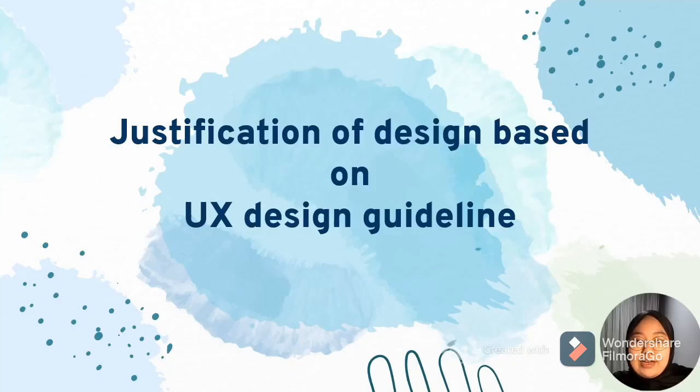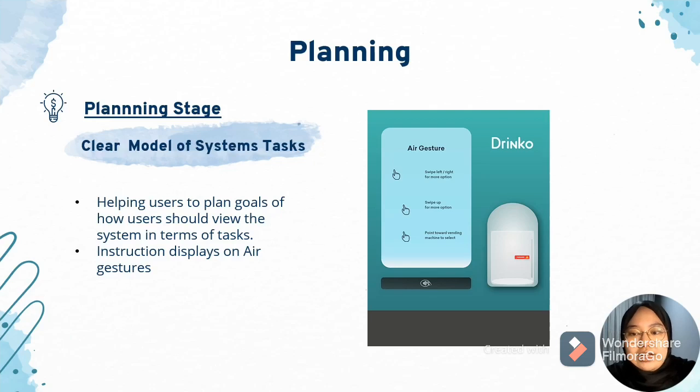I am Aina Walda and I will be talking about the justification of design based on the UX design guidelines. So the first stage that we will be talking about is the planning stage. The planning stage focuses on how the interaction design supports users in determining what to do. So the first UX design that we have applied into the machine is providing a clear model of system tasks.